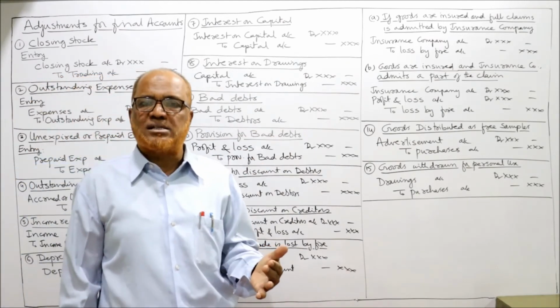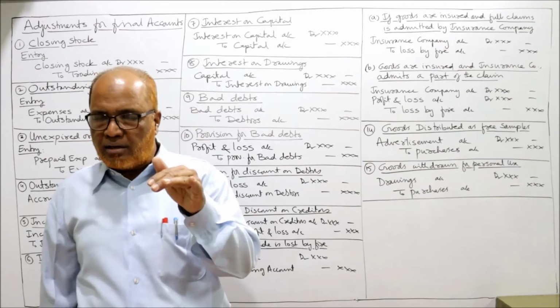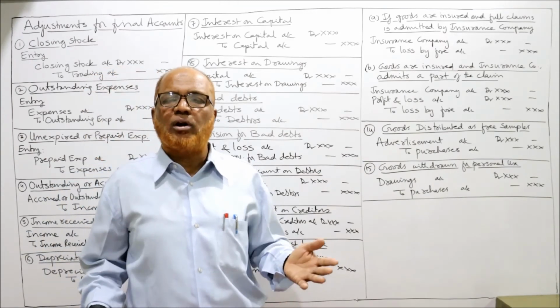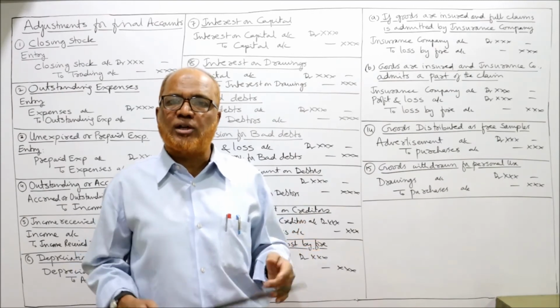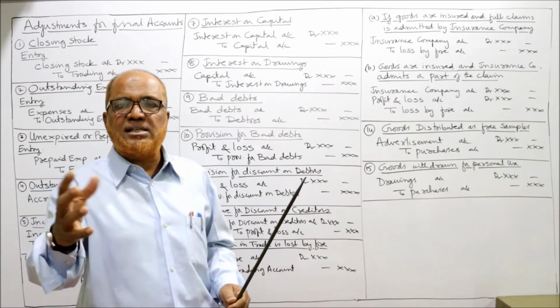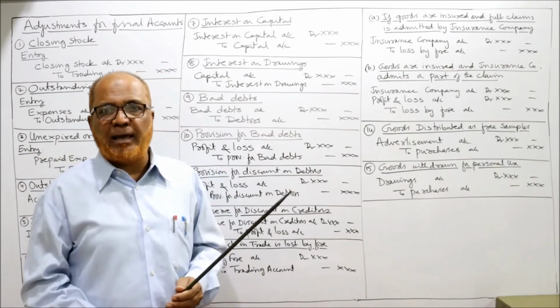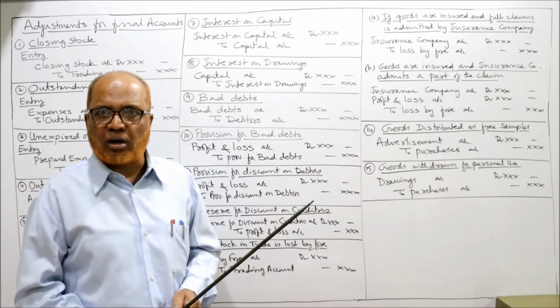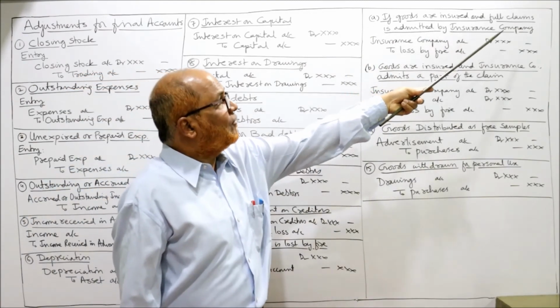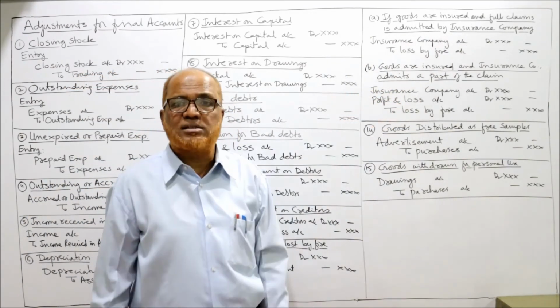Now there are two cases. The loss may be insured or the loss may not be insured. Normally what will happen, a businessman will take an insurance policy, loss of stock insurance policy. In that case, the insurance company may pay the claim for that loss of stock. So what is the entry? If goods are insured and full claim is admitted by the insurance company.